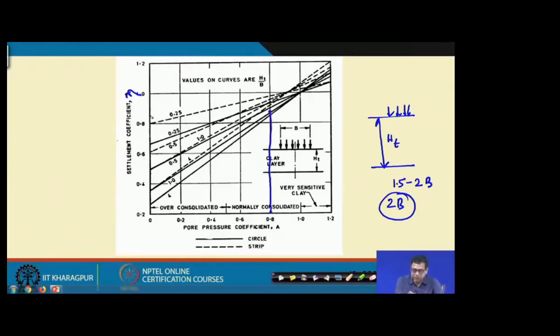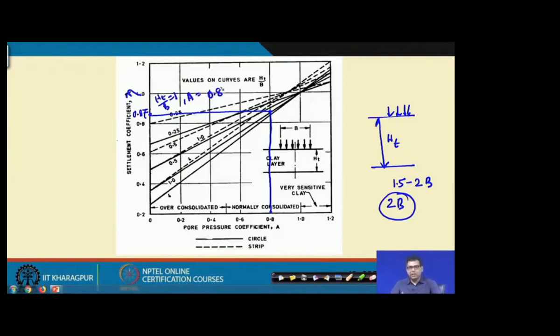and then the corresponding correction factor will be around 0.87. So, our correction factor will be 0.87 if H t by B is 1, and this is for H t by B equal to 1 and A value equal to 0.8.